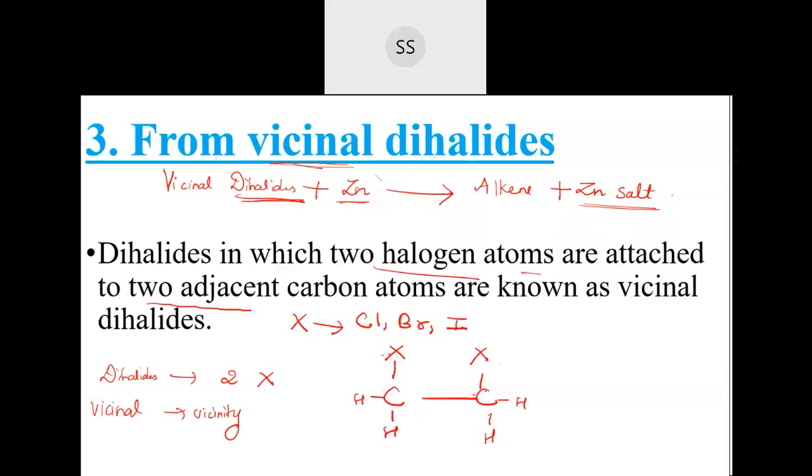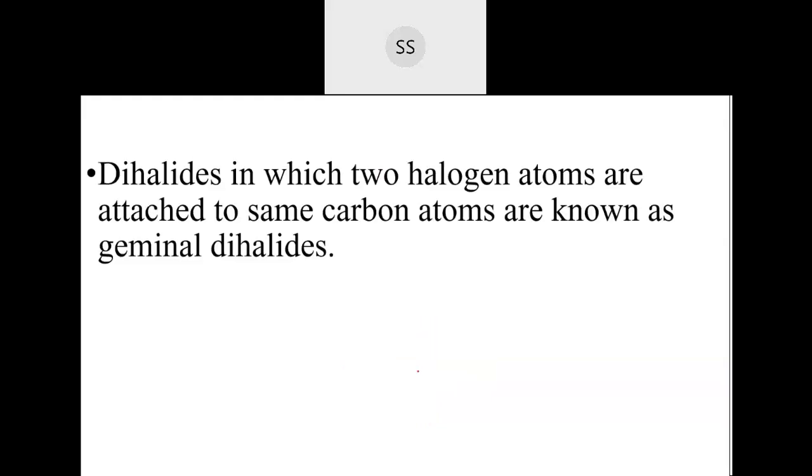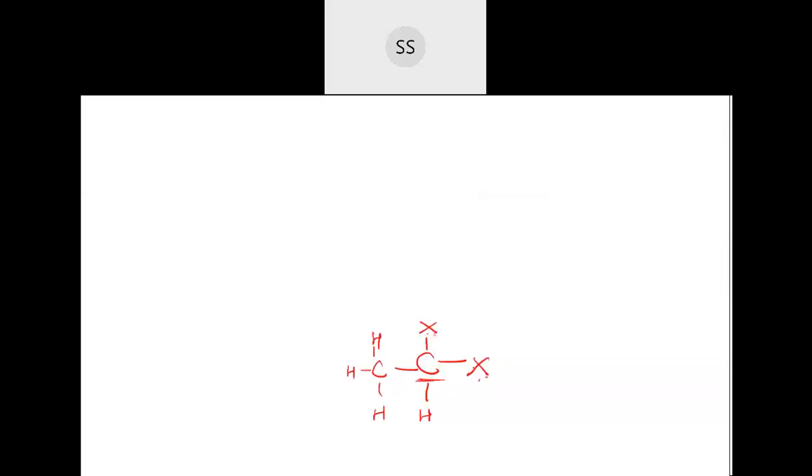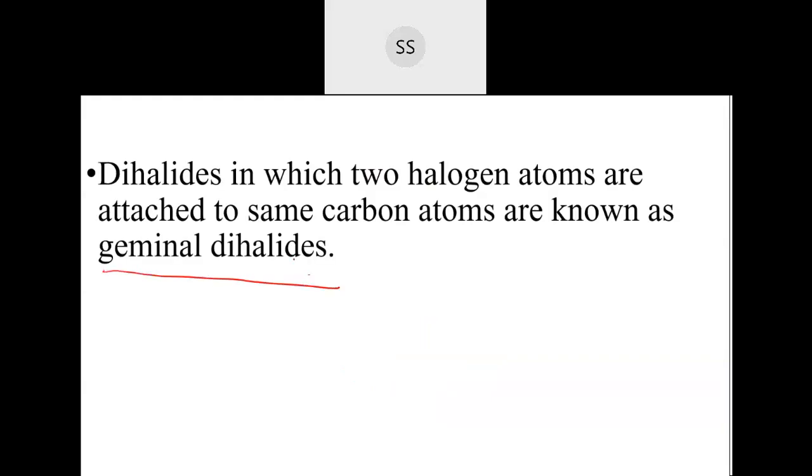But let me also tell you, sometimes you will come across one more dihalide, where two halogen atoms are attached to the same carbon atom. The remaining carbon valency I will satisfy with hydrogen. If you see it like this, with two halogen atoms attached to the same carbon atom, then we call them geminal dihalides. This is just for your knowledge. You should know what geminal dihalides are.